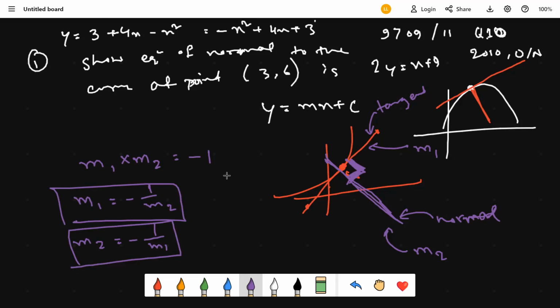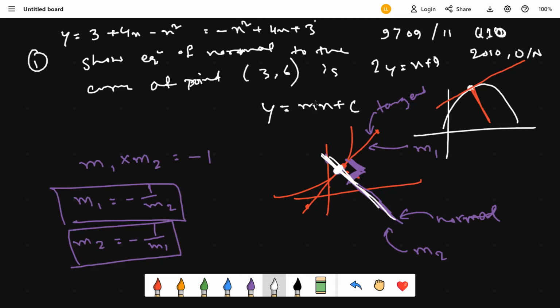Before that, we need what? The gradient of the normal. We already know a coordinate of the normal, isn't it? Because the normal actually passes through that point. In order to find the normal at that point, obviously that normal should pass through that point, isn't it? Otherwise, how are we supposed to find the normal at that specific point? So that means we have a coordinate at the point. So from this equation, we have the y and x value. We need the m value.